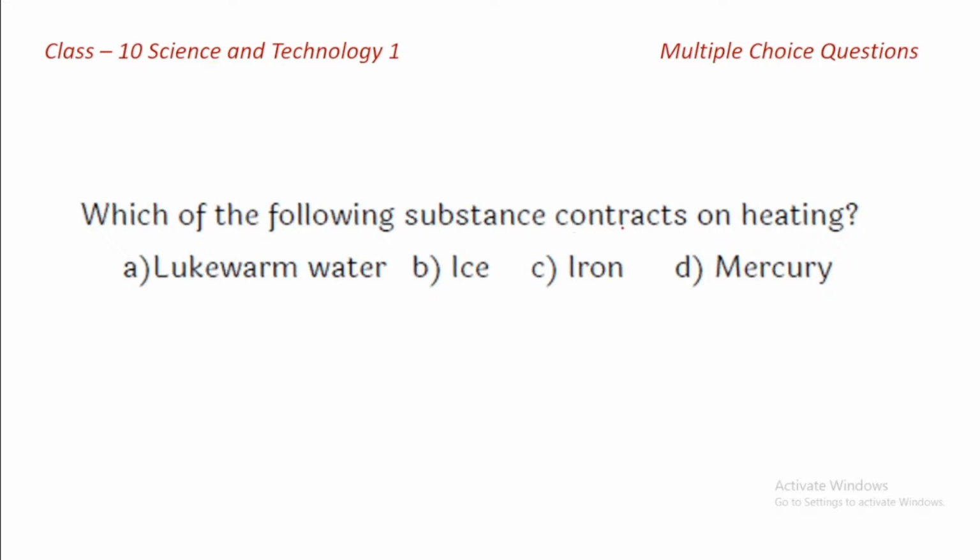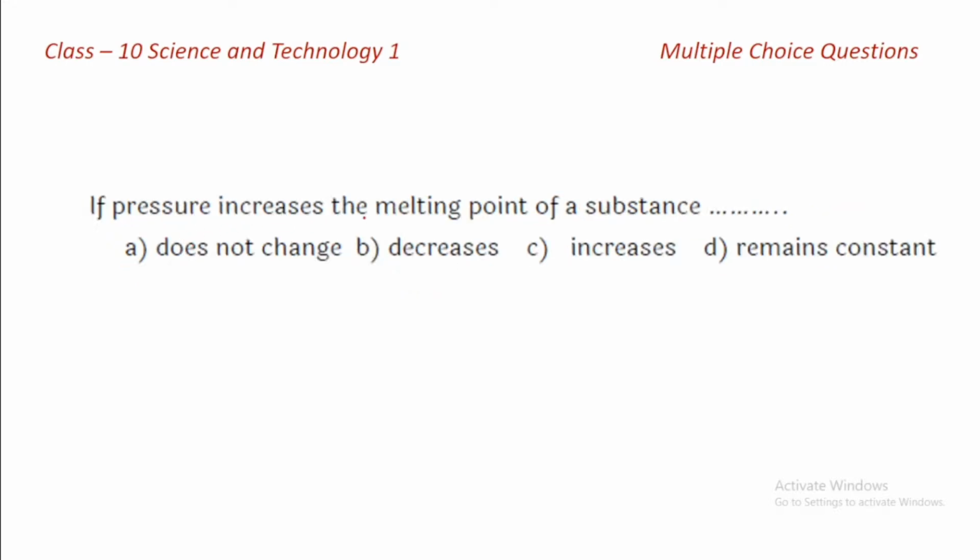Which of the following substance contracts on heating? Lukewarm water, ice, iron or mercury? The correct answer is ice. On heating, ice contracts. Next question is, if pressure increases, the melting point of a substance dot dot. Option A is does not change, option B decreases, option C increases and D remains constant. Correct answer is option B, decreases. If pressure increases, the melting point of a substance decreases.